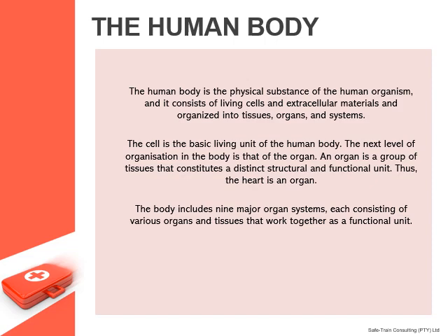The body includes 9 major organ systems, each consisting of various organs and tissues that work together as a functional unit. The integumentary system, composed of the skin and associated structures, protects the body from invasion by harmful microorganisms and chemicals. It also prevents water loss from the body.